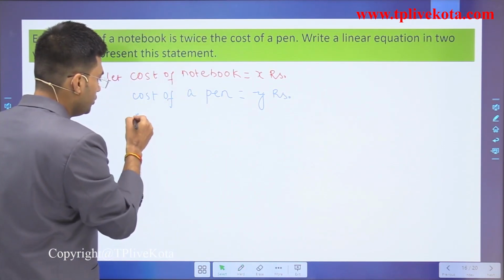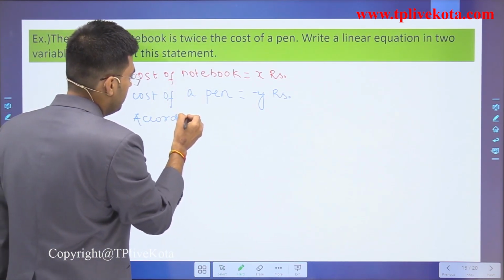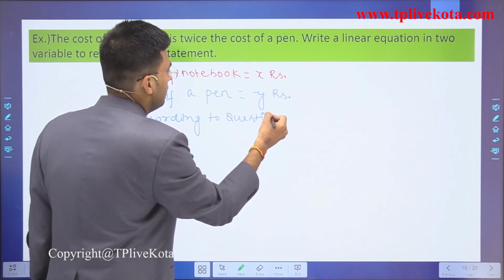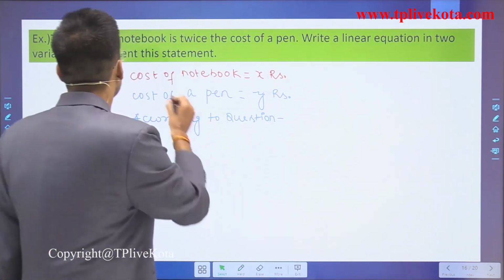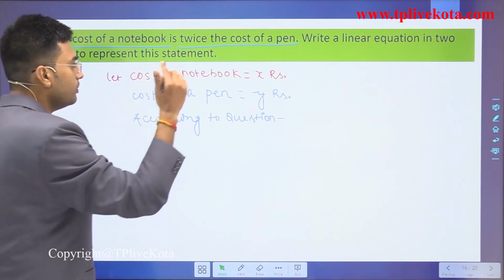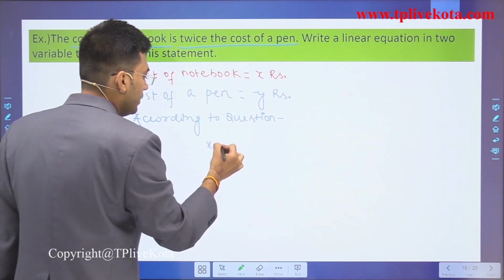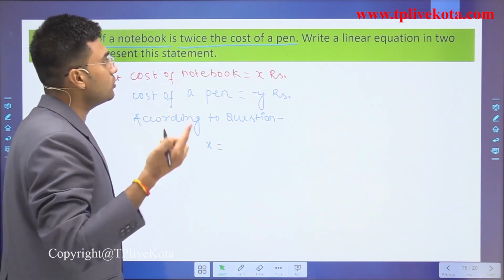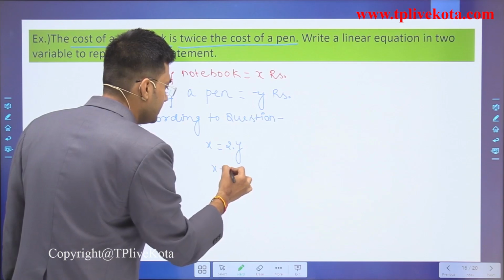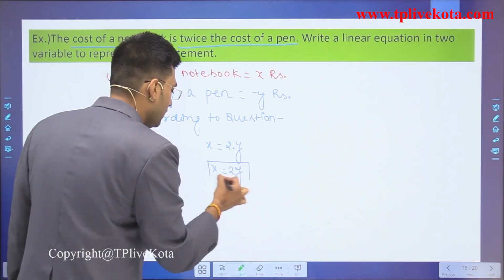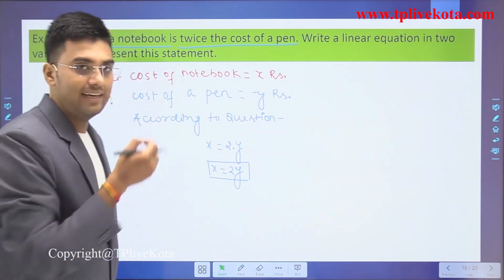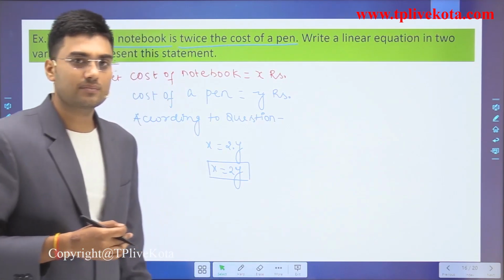Now according to the question, it is given that the cost of notebook is twice the cost of pen. So the cost of notebook is what? x is equals to twice of the cost of pen. So it is equal to 2 times of y, or we can write it as x is equal to 2y. So this is the linear equation in two variables of this statement. Clear? I hope you understand this example.